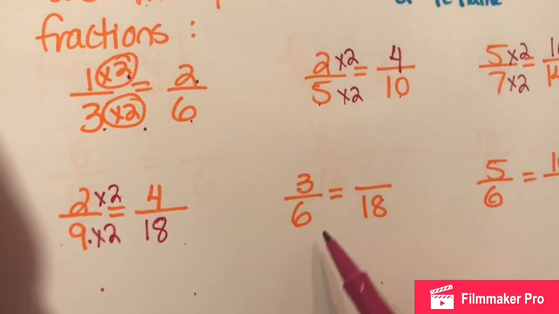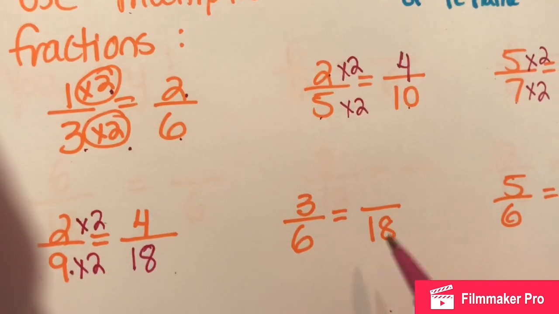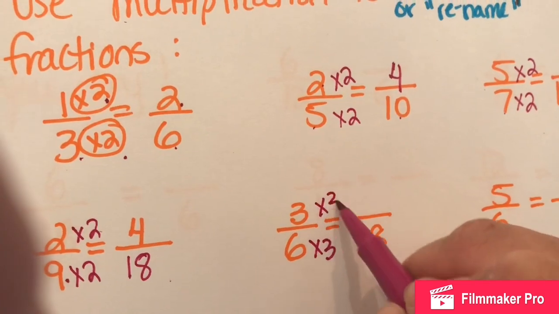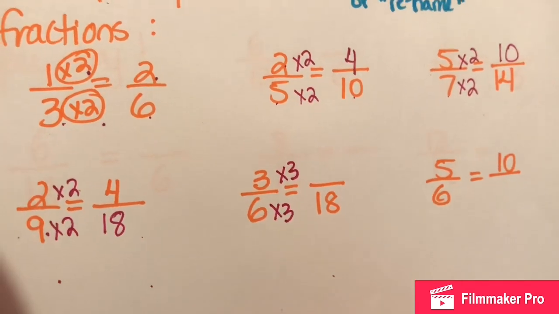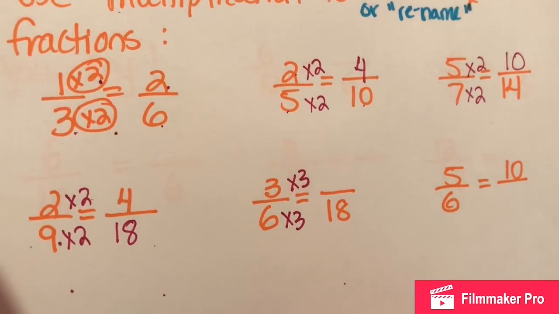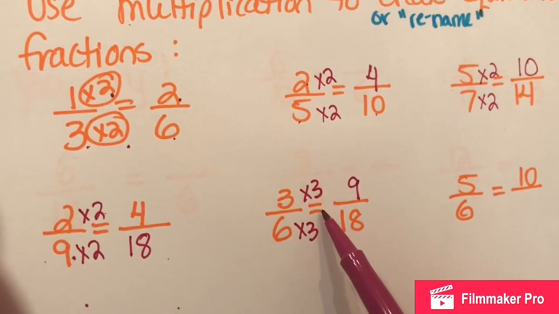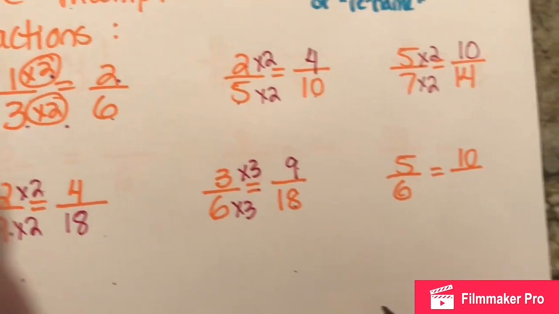Over to this one. In order to get the 6 up to an 18, I'm going to multiply by 3. So then I must do that to the top as well. Whatever I do to the top, I must do to the bottom. Whatever I do to the bottom, I must do to the top. And that's going to mean that 3/6 is equivalent to 9/18.